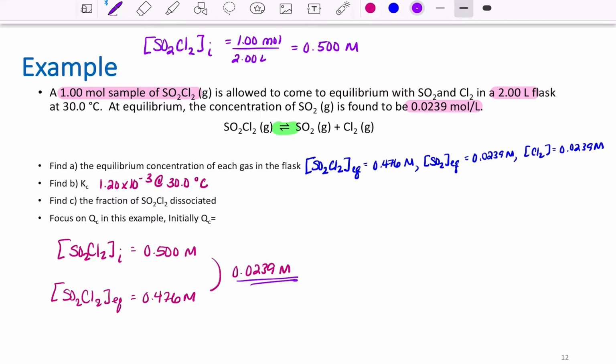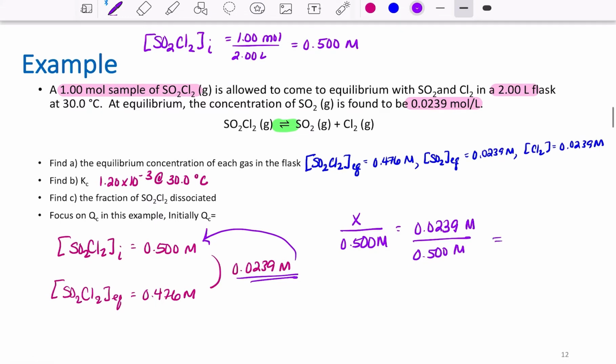I want to know this fraction compared to the whole. So the fraction dissociated divided by the total amount originally, 0.0239 divided by 0.500. These are both molar, so they do cancel out if you really want to worry about your units. And the fraction dissociated is 0.0478, or about 4.8%, just under 5% of the molecules dissociated.